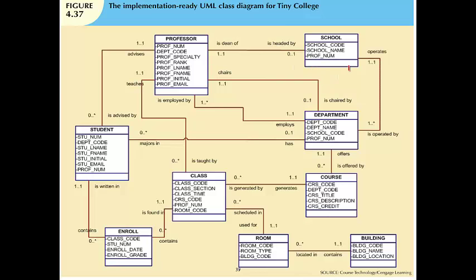Then if we also move from professor, we have a relationship between professor and department, where a department is similar to a dean. A professor chairs 0 or 1 departments, and a department is chaired by one and only one professor. Now we also have a relationship between professor and department. Each professor is employed by one and only one department. A department employs one or many professors.